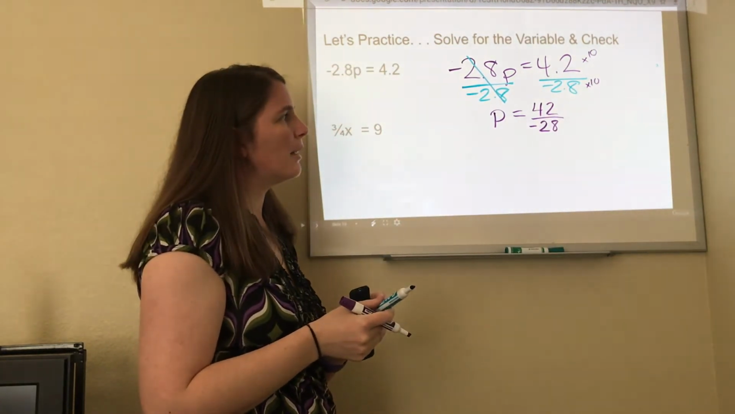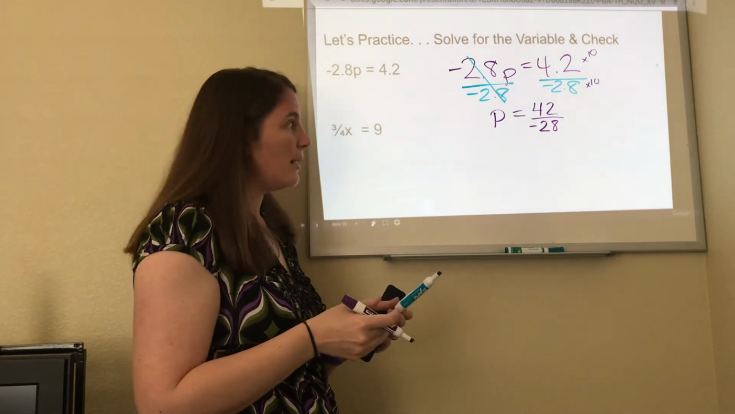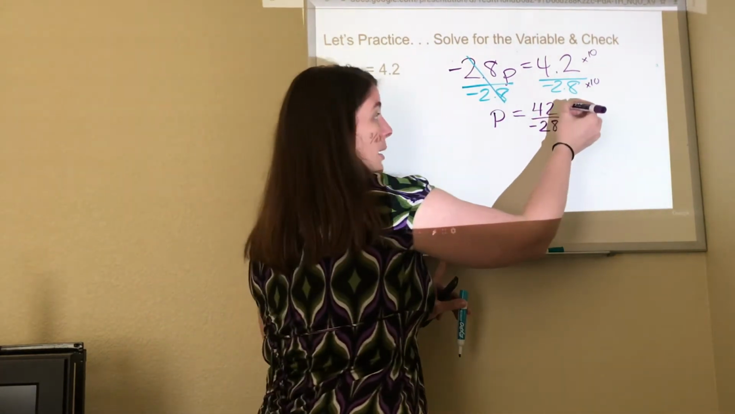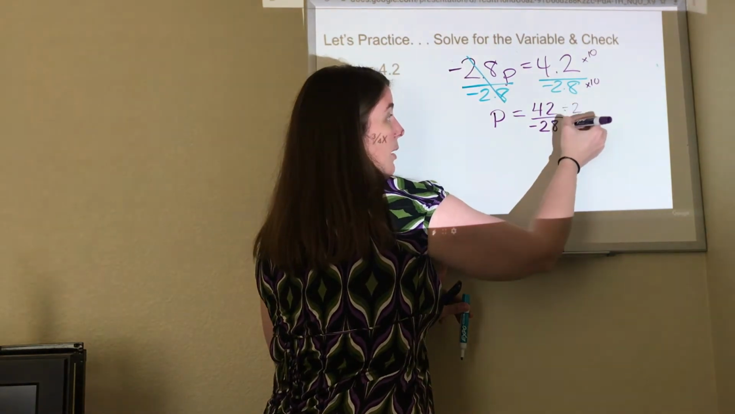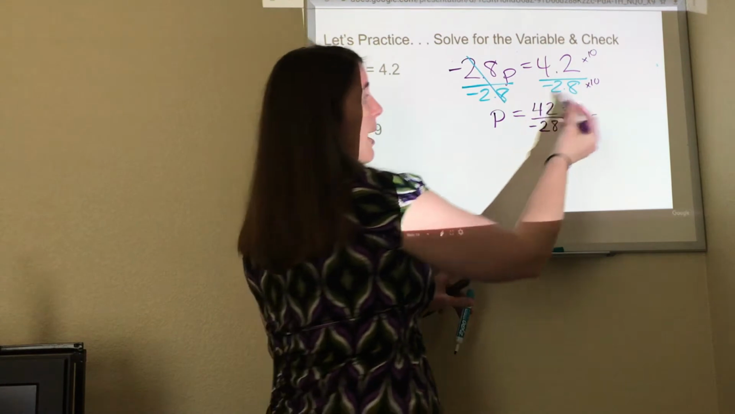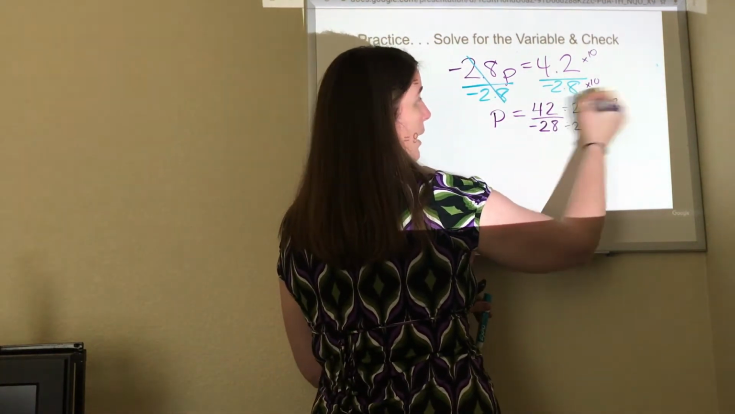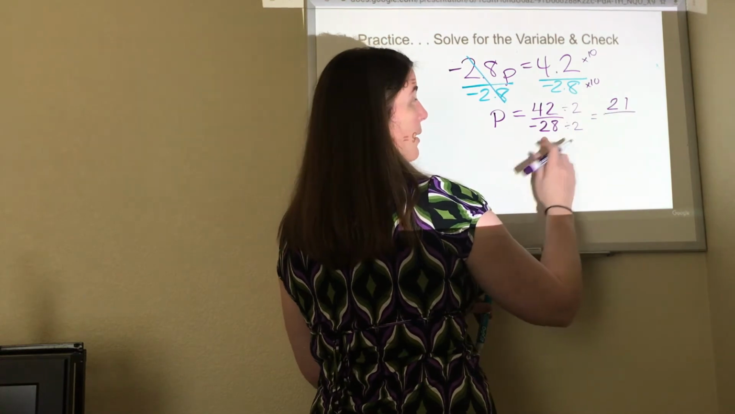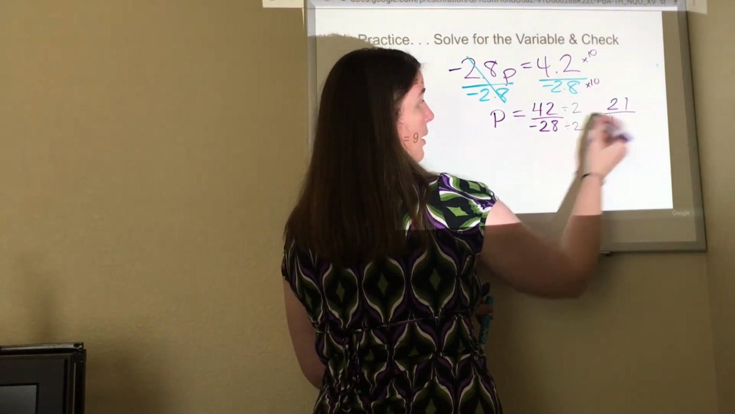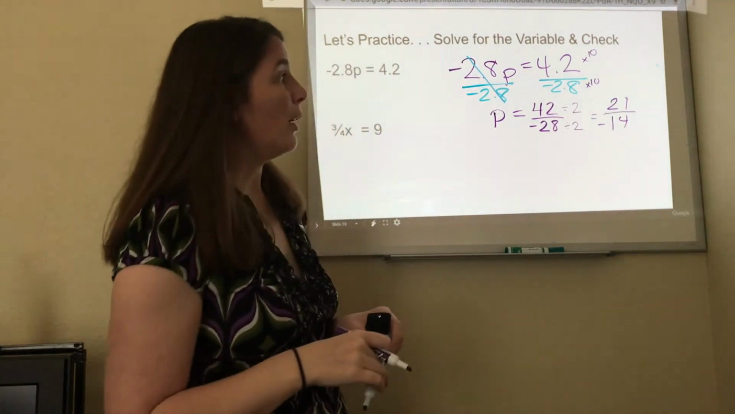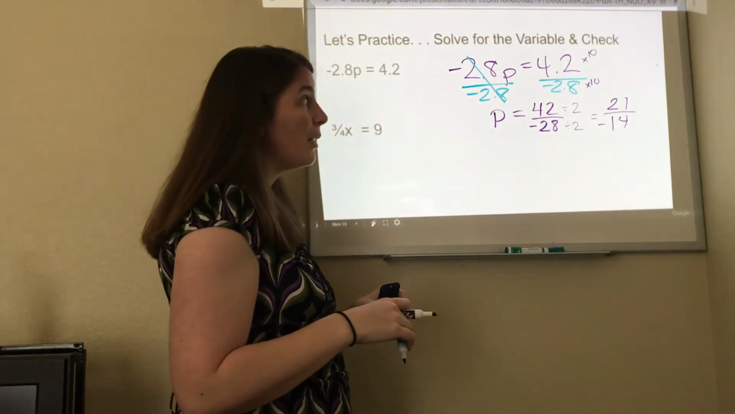Well, I can't exactly solve this yet. I could simplify and divide this by 2 here, and 2 here. So half of 40 is 20, and half of 2 is 1. And then half of 20 is 10, and half of 8 is 4. So I get 21 over 14.